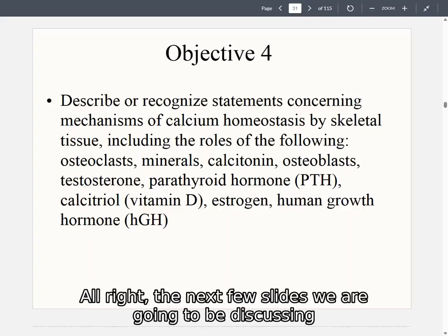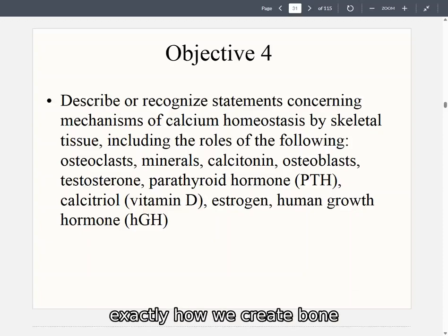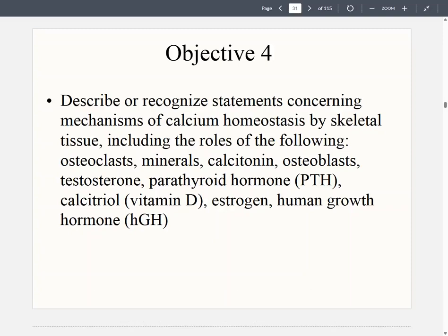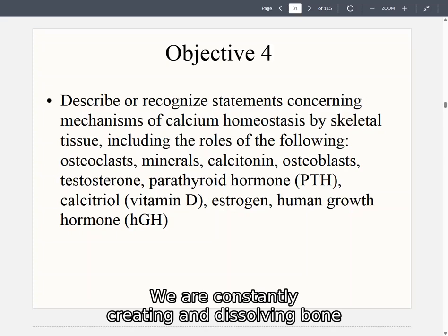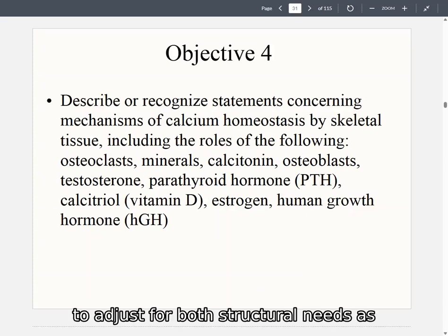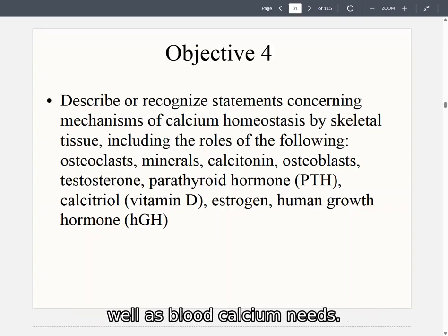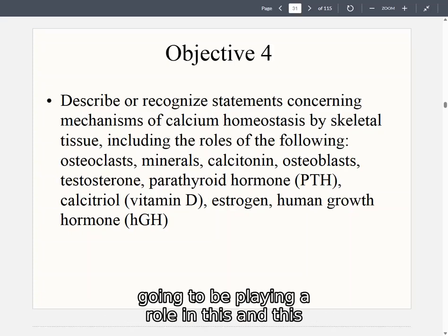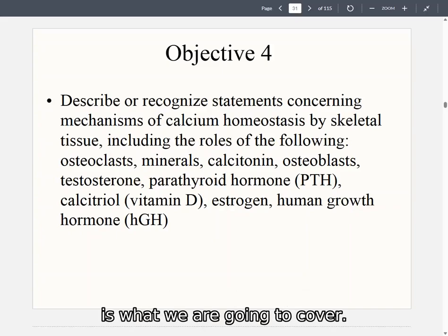All right. The next few slides, we are going to be discussing exactly how we create bone and dissolve bone, as well as how our bones are not static. We are constantly creating and dissolving bone to adjust for both structural needs as well as blood calcium needs. So there are a variety of hormones that are going to be playing a role in this, and this is what we're going to cover.